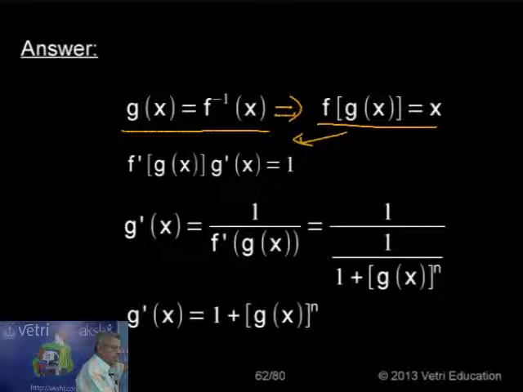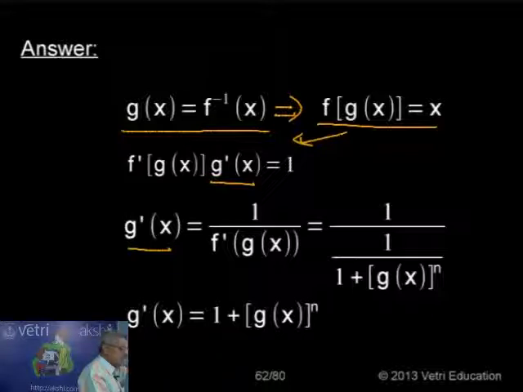First f dash: you differentiate along with the argument. The argument is g(x), so I am writing f'(g(x)). Then differentiate g(x), you get g'(x). Differentiating x, we get 1. So f'(g(x)) times g'(x) is equal to 1. From this, g'(x) is equal to 1 over f'(g(x)).